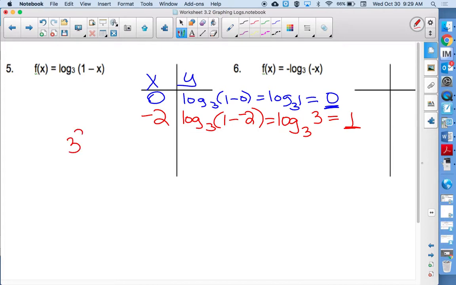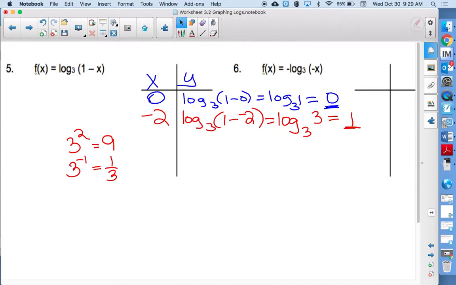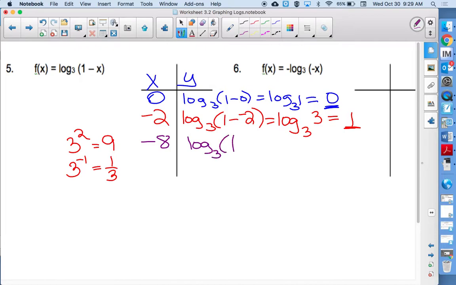So then my third one is where I have to think about exponents. So 3 squared, or 3 to the negative 1. Our goal is to get a 9, or to make it 1/3 when I plug it into the log. So 1 minus what number makes 9? Negative 8. So then we have the log base 3 of 1 minus negative 8. That gives me 9. 1 plus 8 is 9. 9 is 3 squared. And based off of the property, it's equal to 2, because whatever the exponent is would be my y value.